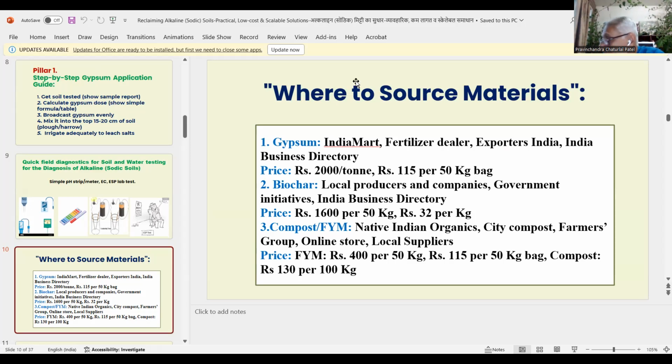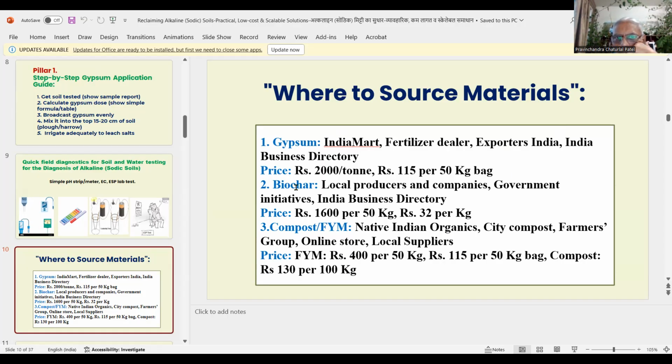Farmers are asking, we have suggested the gypsum, biochar, compost, but where is it available? So gypsum, you can obtain from IndiaMART, fertilizer dealers, Exports India, India Business Directory. At present, the price is rupees 2000 per ton or rupees 115 per 50 kg bag of gypsum. So it is agriculture grade.